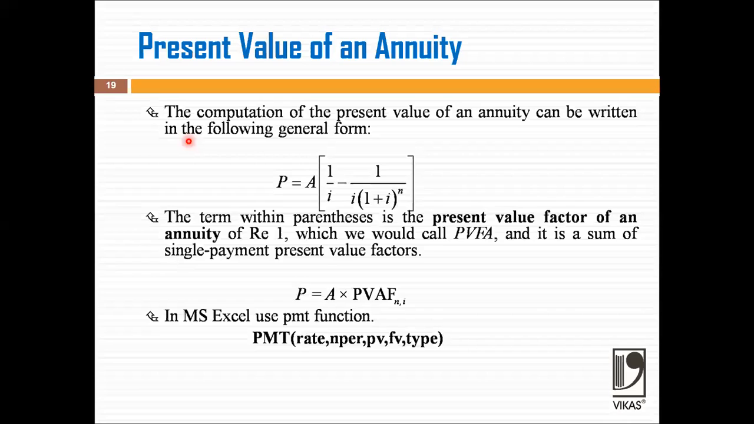1 minus 1 over 1 plus r to the power n, divided by r. This is the formula. Wait, I have my own formula, a simplified formula.